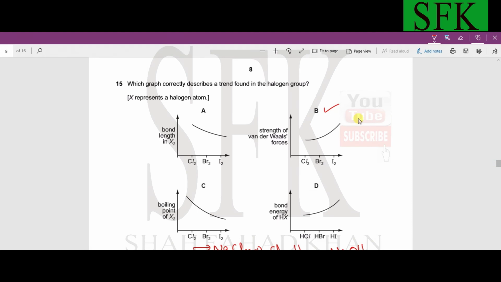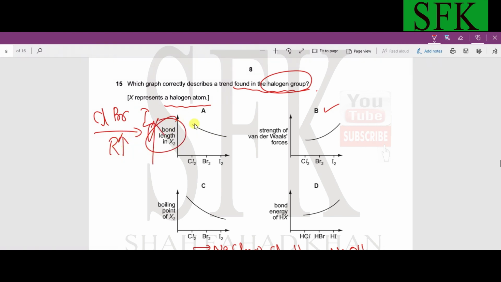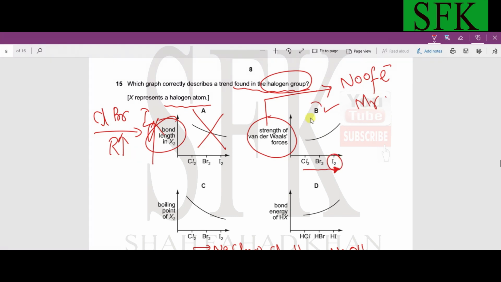What about 15? Which graph correctly describes the trend found in the halogen group? Group 17, X represents a halogen atom. First, the bond length of chlorine, bromine, and iodine. As you go from chlorine to iodine, the radius increases, and as the radius increases, the bond length will increase. This graph is showing that it is decreasing, so A cannot be the answer. What about B? The strength of van der Waals forces depends on the number of polarizable electrons and on the Mr of that element. As we go from chlorine and bromine to iodine, the electrons are increasing and the Mr is also increasing. So therefore, this graph is correct.